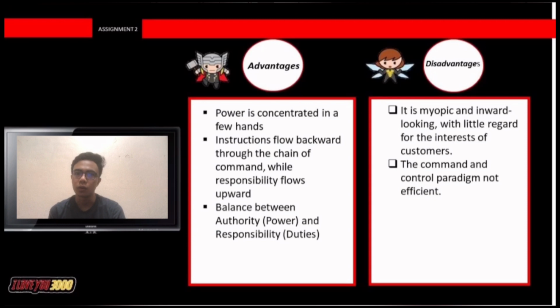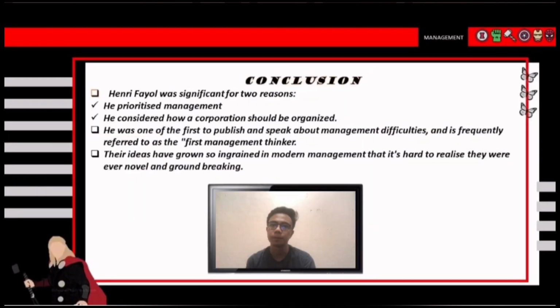Next is the advantage and disadvantage of the Fayol theory. The advantage is the power is concentrated in a few hands. Instruction flows downward through the chain of command while responsibility flows upward. Balance between authority and the responsibility. And the disadvantage, myopic and inward looking with little regard for the interest of customers and the command and control paradigm is not efficient.